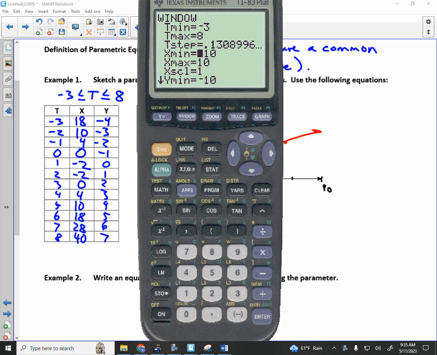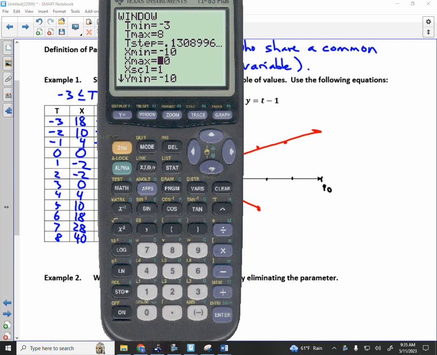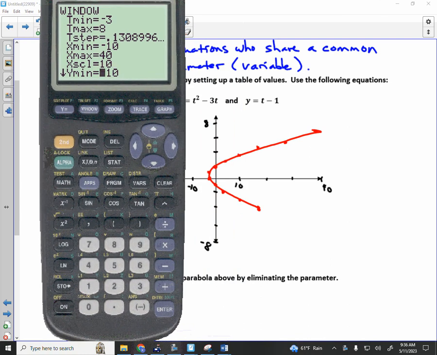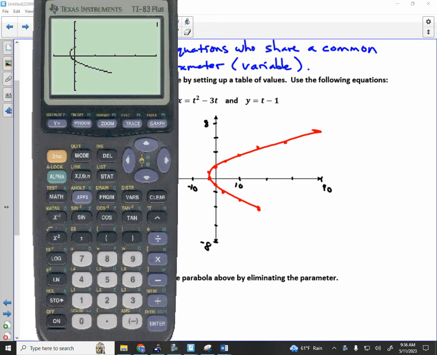My X minimum, it looks like, is -2. But on my graph, it looks like if I created, say, a -10, that would be enough. If I create an X max of +40, that should be enough. A tick mark of every 10. My Y minimum was down to -8. My Y maximum was +8. And my scale was every 2 tick marks. Now I press graph. Is that the same graph that I have?